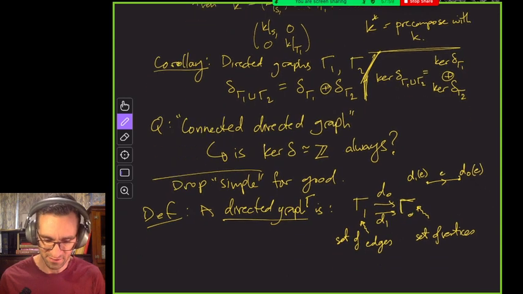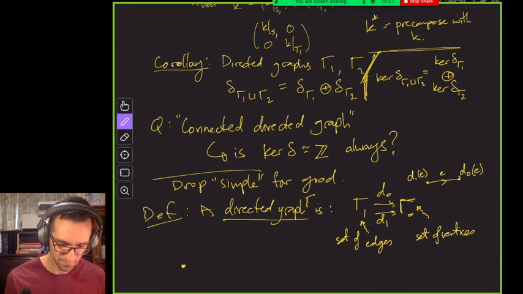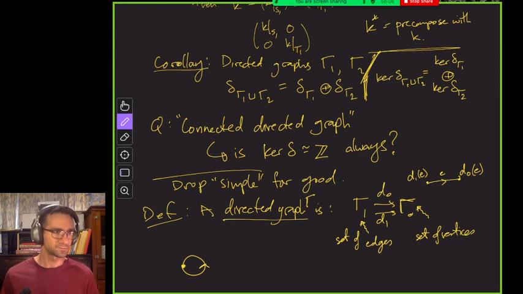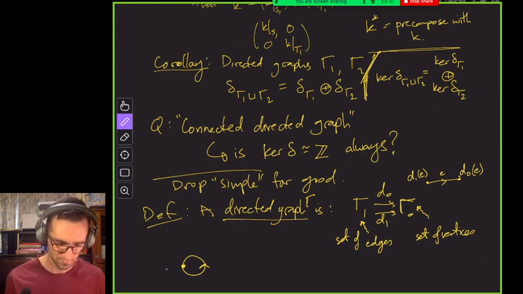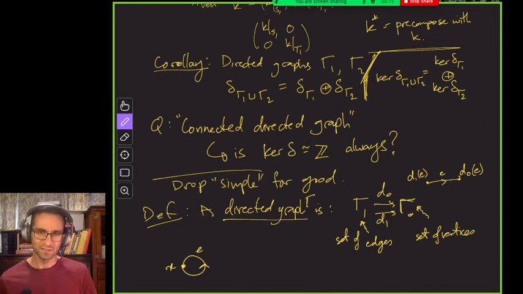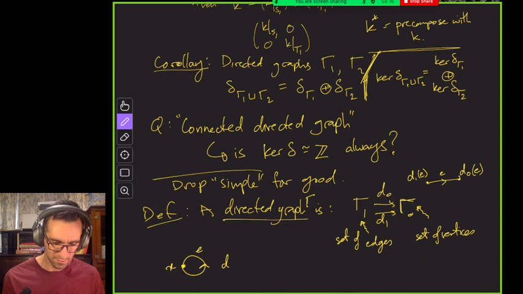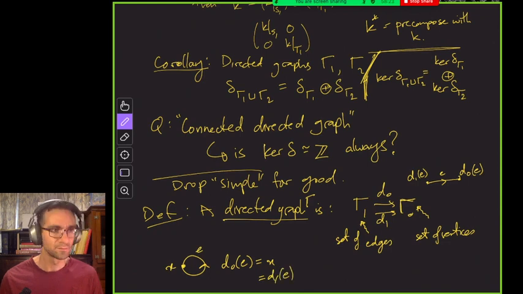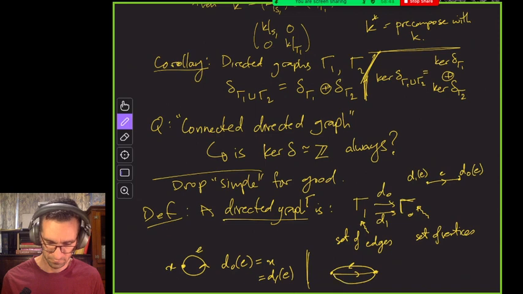So now we're allowed to say things like this. We have one edge, one vertex, and then d0 of e is x, which is also d1 of e. So we're dropping the fact that we require some injectivity and also avoiding the diagonal of the vertices. And we can do things like this.